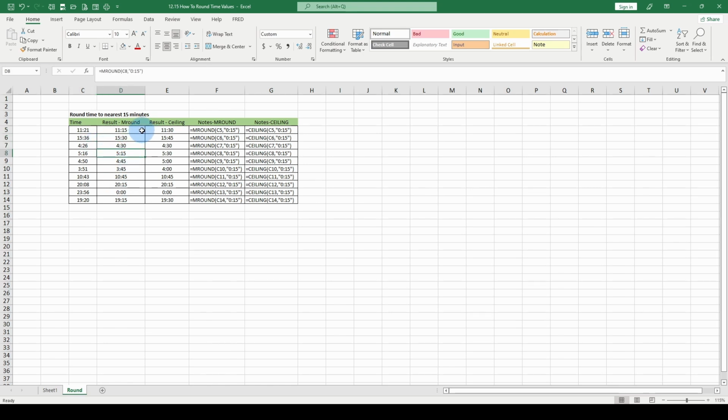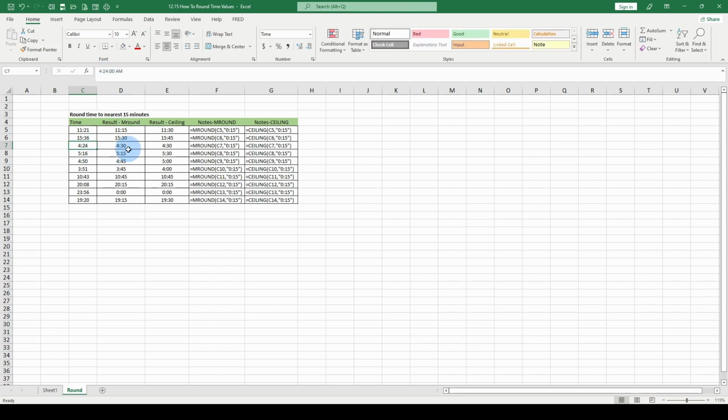Why is it rounding up or rounding down? It rounds to the nearest. And if you notice here, it rounds down here. It rounds down here, but it rounds up here. Why? If this was 4:25, it rounds to 4:30. But what if we go to 4:24?